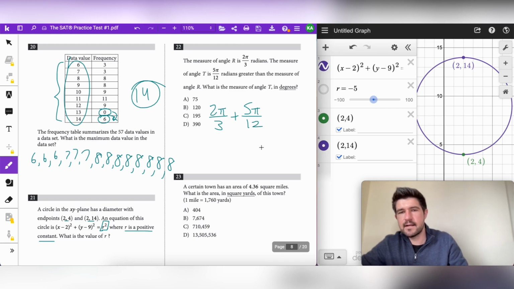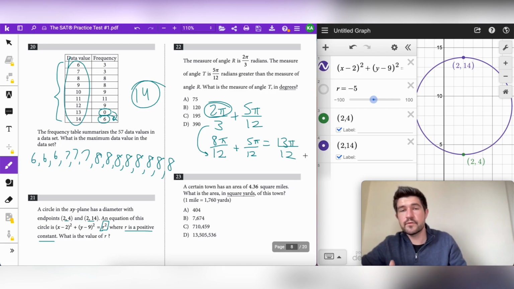And we need a common denominator, which will be 12. If we change this to being out of 12, I have to multiply the 3 by 4. Let's multiply 2 pi by 4, and we get 8 pi. So 2/3 pi is the same as 8/12 pi. That should be easy to see. And if we add that to 5 pi over 12, we're going to get t's measurement, which is 13 pi over 12. And that's just a little bit bigger than 1, right? 13 over 12 is just a little bit more than 1.